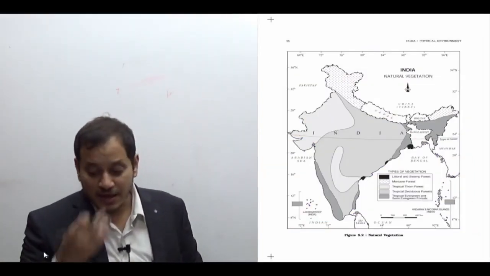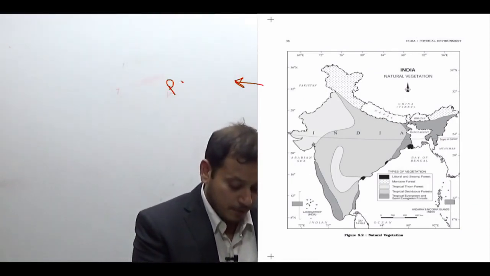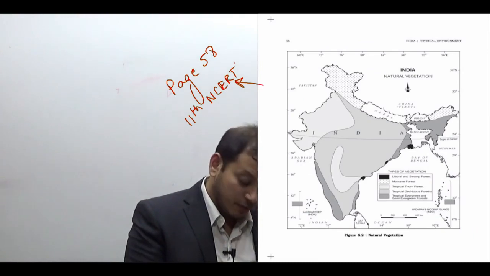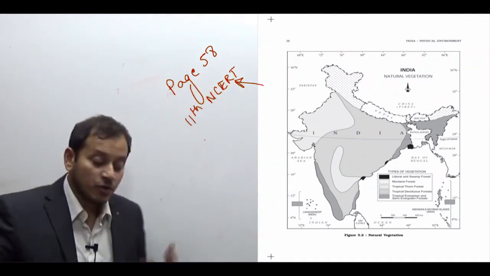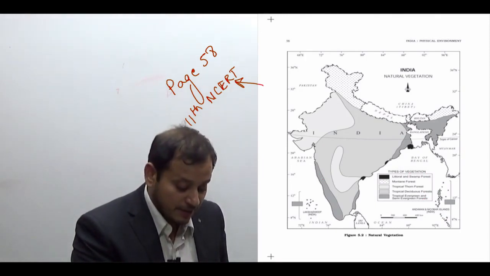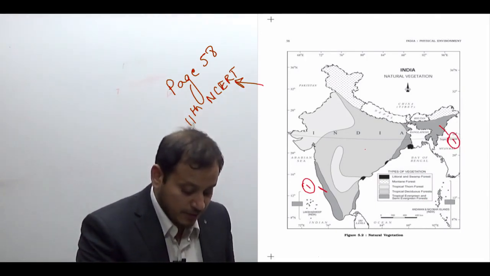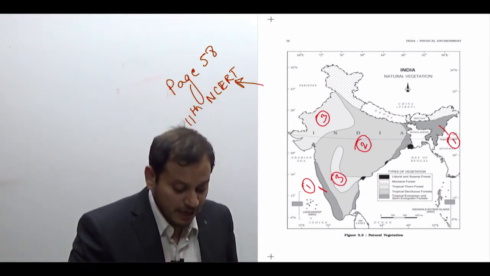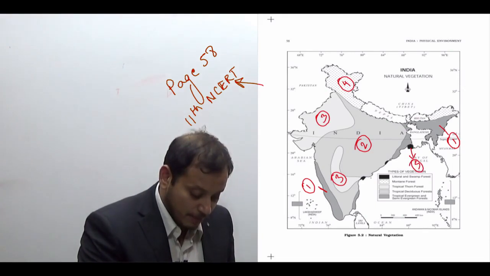which I have provided here. The natural vegetation map is given on page 58 of the 11th NCERT. Which NCERT? The same NCERT which I have told you, the India Physical Environment NCERT. So you can see here we have tropical evergreen and semi-evergreen forest, which is better given here; the area I am marking as 1. Then we have tropical deciduous forest, marked as 2. Then the tropical thorn forest, marked as 3. Then the mountain forest, marked as 4, and the littoral and swamp forest, marked as 5.